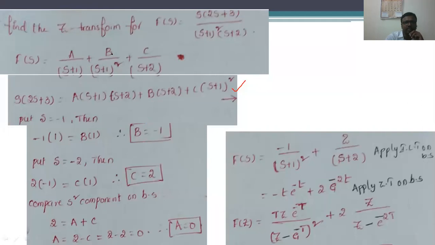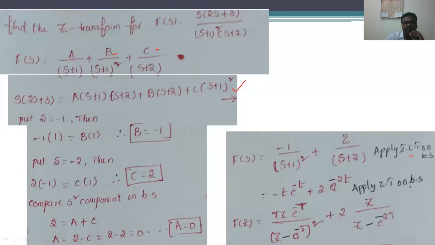We are going to get only the values of b and c. So therefore, f of s is equal to -1 divided by (s plus 1) whole square plus 2 divided by s plus 2. Applying the inverse Laplace transform on both sides, we are going to get t into e power minus t plus 2 into e power minus 2t.